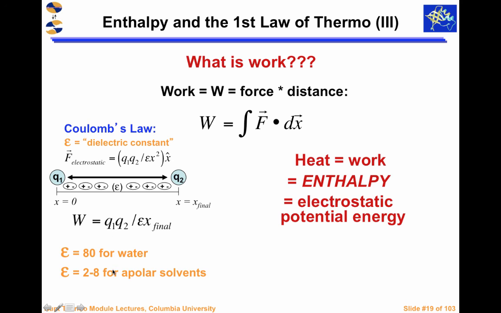And therefore, even very apolar materials, even materials with really no net dipole, benzene, for instance, has no net dipole, but it is polarizable, and so it does have a dielectric constant significantly greater than 1, nowhere near as great as that of water.